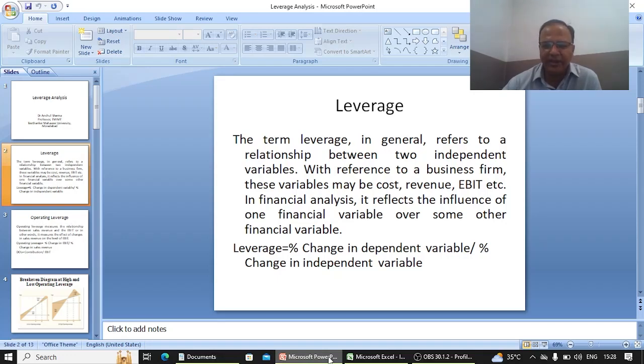For example, if you are taking the case of a business firm, then variables may be cost, revenue, EBIT. Then whenever we have to check the influence of one financial variable over some other financial variable, we have to find out leverage. So in a nutshell, leverage is equal to percentage change in dependent variable divided by percentage change in independent variable.